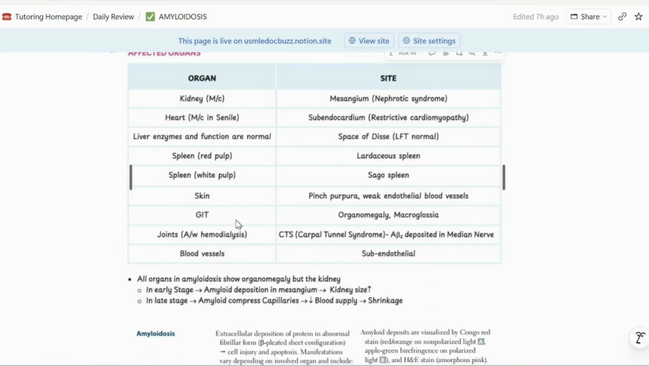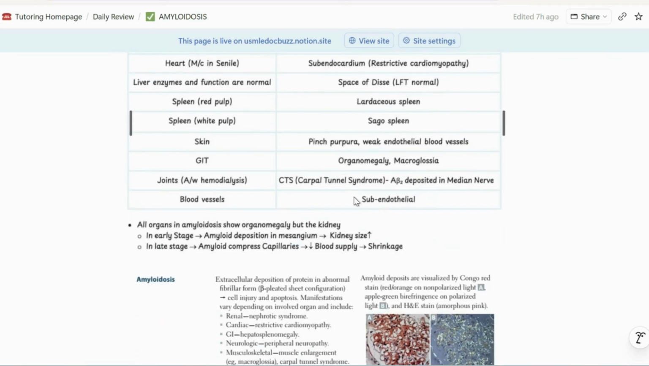Now GIT, most every organ in the GI system undergoes organomegaly because a lot of them can store. One of the main findings is macroglossia. Your tongue is becoming thick and waxy, and you may see trouble sleeping, obstructive sleep apnea, some sort of pathology that can bring you to macroglossia and then lead you to amyloidosis. Okay.